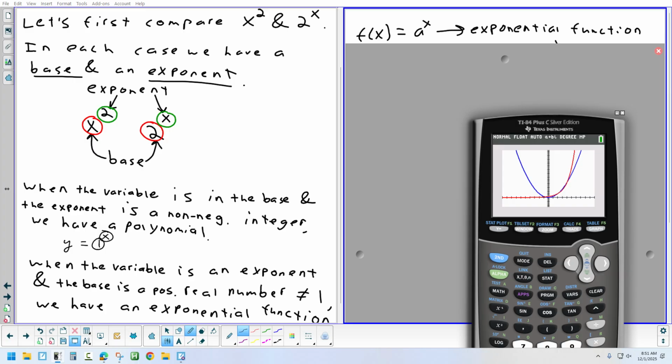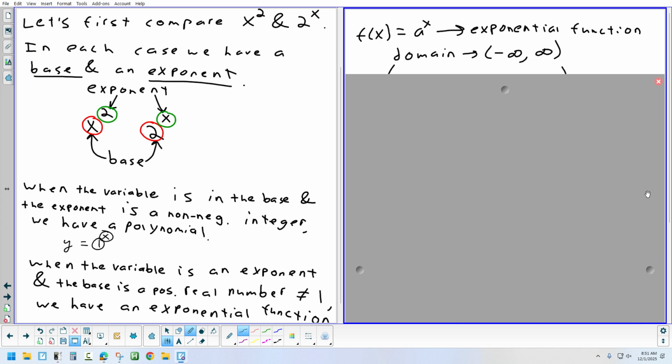What's the word that we use to describe how far left and right the graph goes? Shift. So this describes all the numbers you're allowed to plug in for x. Domain, yep. So when you're dealing with an exponential function, the domain is all real numbers. Negative infinity to positive infinity.